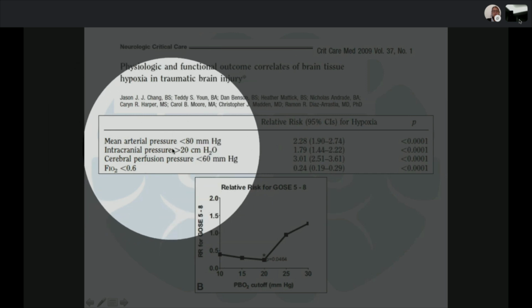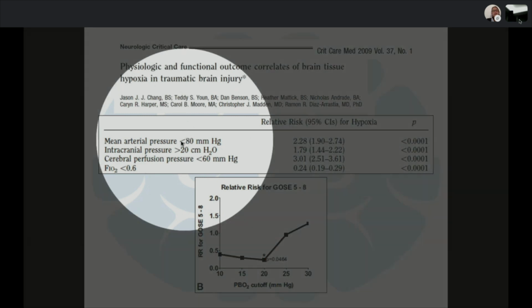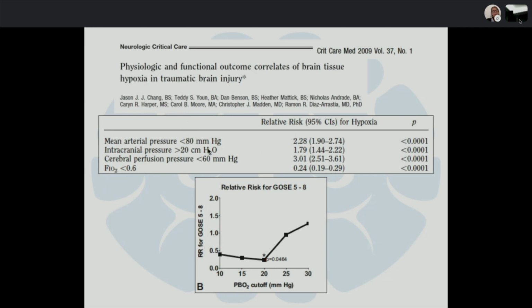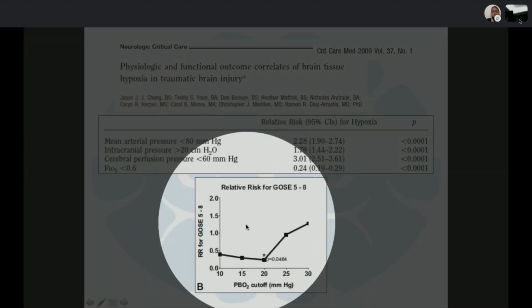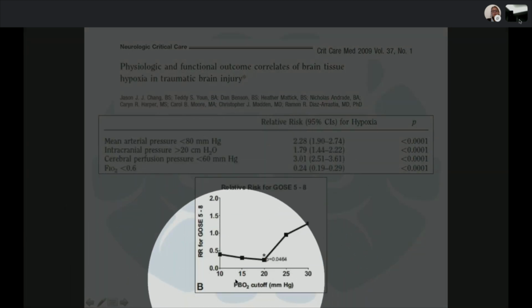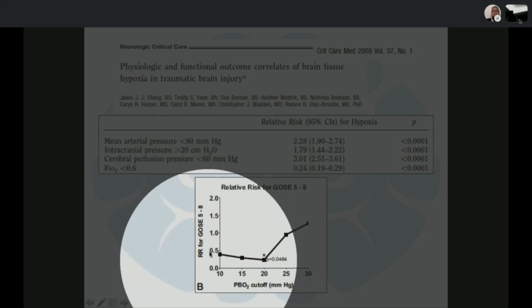So the blood pressure, of course, so hypotension is related to hypoxia, good so far. Pulmonary hypertension, so ICP above 20. Cerebral perfusion pressure below 60 millimeters of mercury, and an FiO2 below 0.6. But if you have a look at this graph, which is pretty important, here you have the PbO2 values, 10, 15, 20, and here there is the risk for poor outcome.